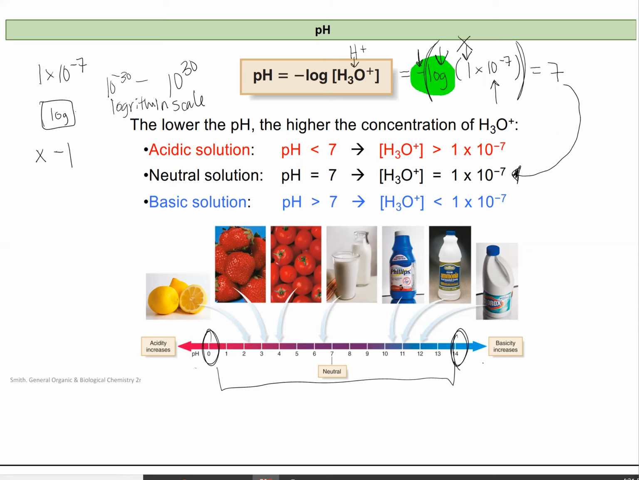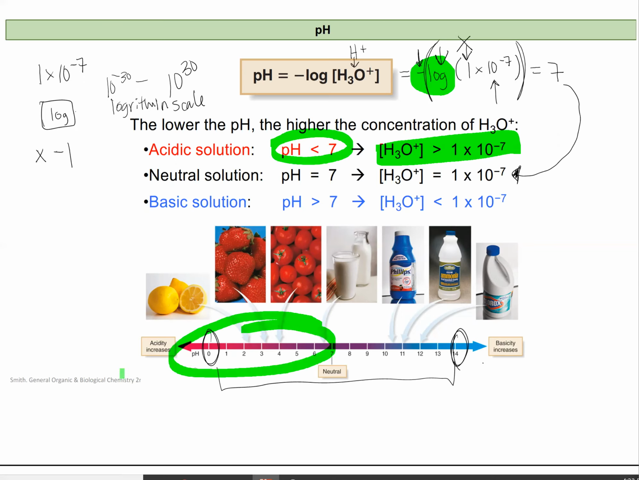When we have an acidic solution, we have more hydronium ions than 1 times 10 to the negative 7. In this case, our pH will decrease. It'll be less than 7. So the acidic portion of our pH scale is going to be 0 to 7.